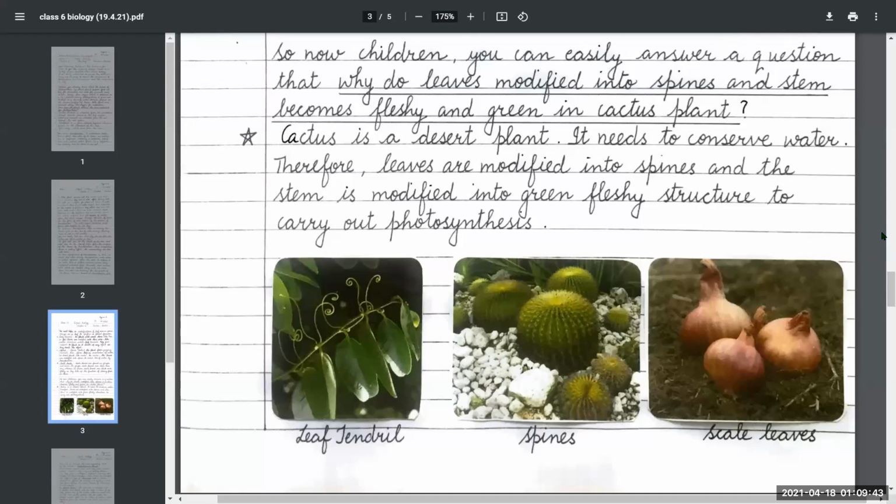So now, children, you can easily answer the question: why do leaves get modified into spines and the stem becomes fleshy and green in cactus plant? Cactus is a desert plant. It needs to conserve water. Therefore, leaves are modified into spines and the stem is modified into a green fleshy structure to carry out photosynthesis.